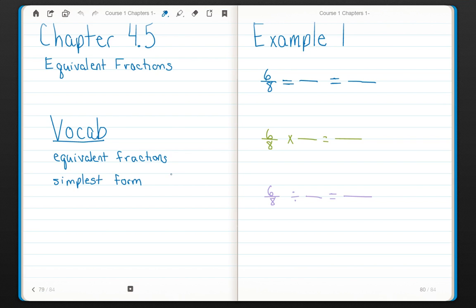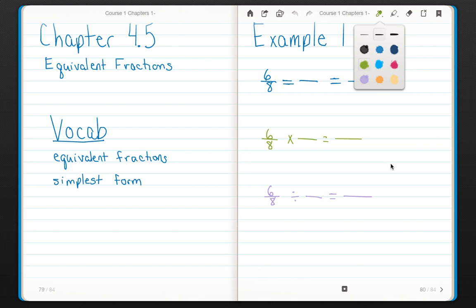Chapter 4.5, Equivalent Fractions. Your vocabulary for today are equivalent fractions and simplest form. Please take a moment to find those on pages 176 and 177 in your book and write those down. When you're finished, come back and we will go over example 1. Example 1 asks you to write two equivalent fractions for 6/8.